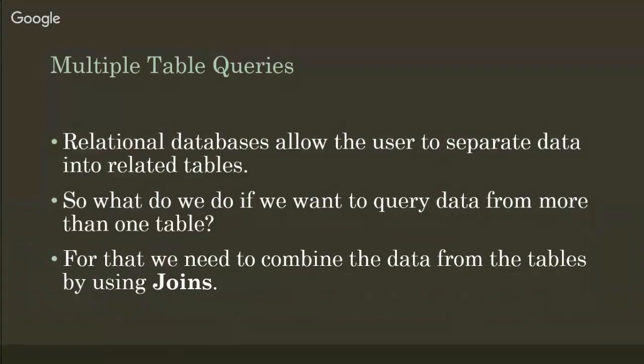Relational databases allow the user to separate data into related tables. But the question then becomes, what do we do if we want to query data from more than one table? In order to do that, we need to make use of joins.